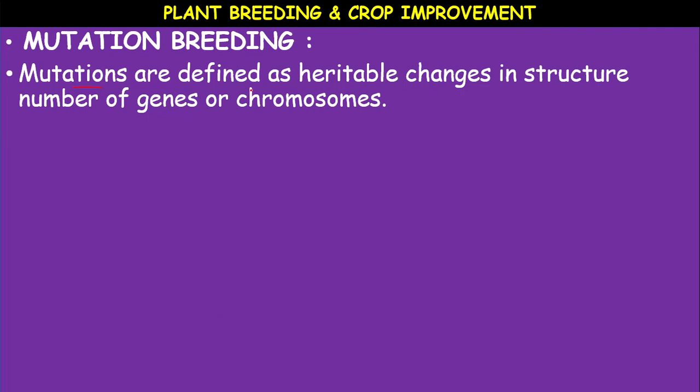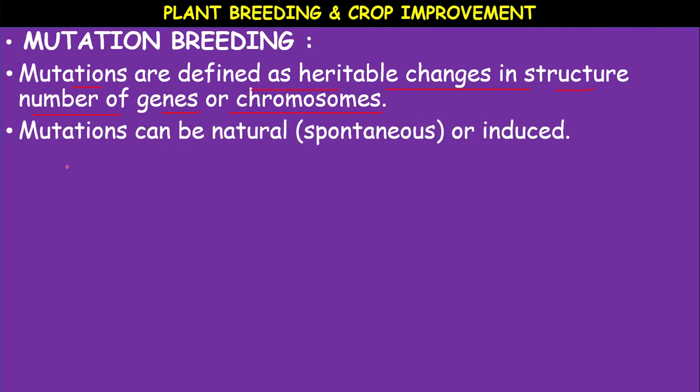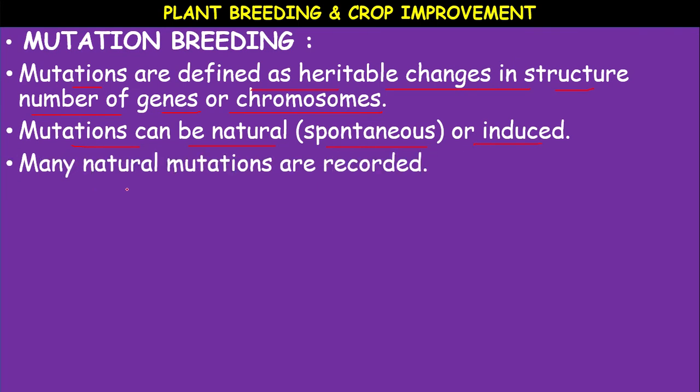Mutations are defined as heritable changes in the structure or number of genes or chromosomes. Heritable means which can be passed from the parents to the offsprings. The mutations can be natural, they are called spontaneous mutations. They may be artificial, such mutations are called induced mutations.